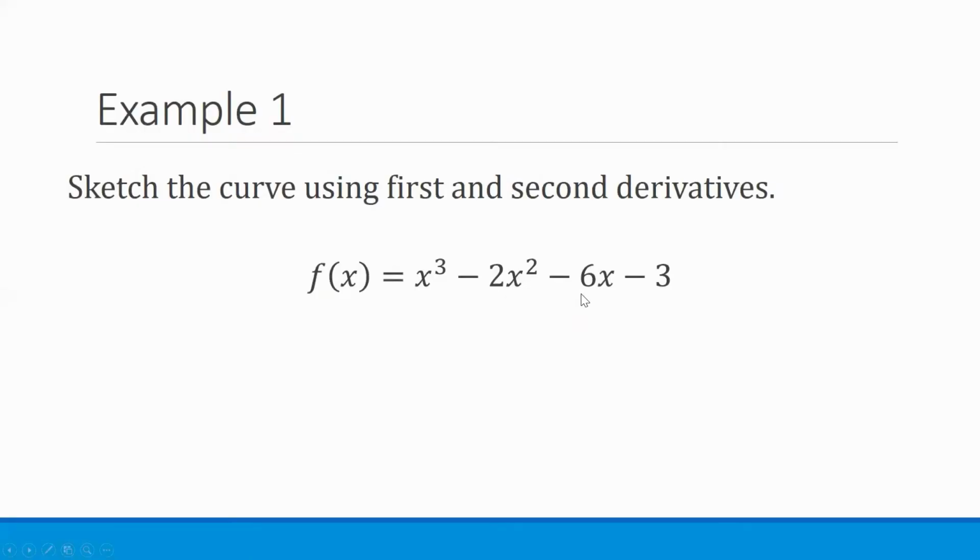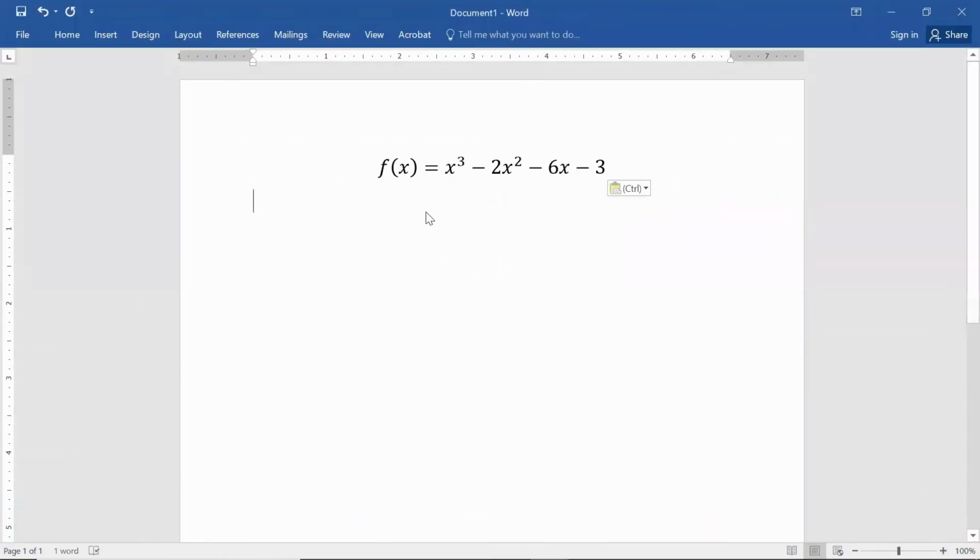Let's do example 1. We want to sketch the curve using the first and second derivatives. My function here is x^3 - 2x^2 - 6x - 3. This is a polynomial, so the domain is all real numbers. There's going to be no asymptotes because we're never dividing by 0.